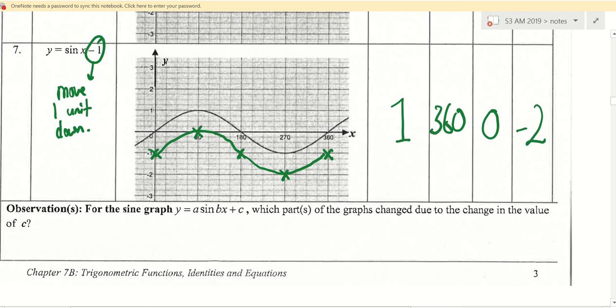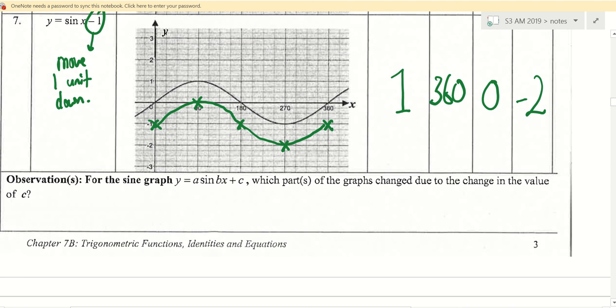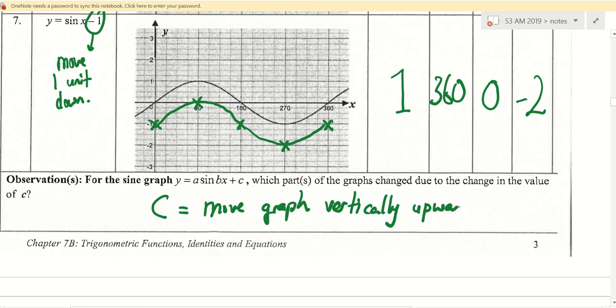Now, so C means what? C means you will move the graph vertically upwards or downwards. You may want to put upward means plus number, for example +2, +3, then you know it's upward. Downward means it's minus, like -1, -2, you know it's downward. Okay, good. We are done with the chapter actually.